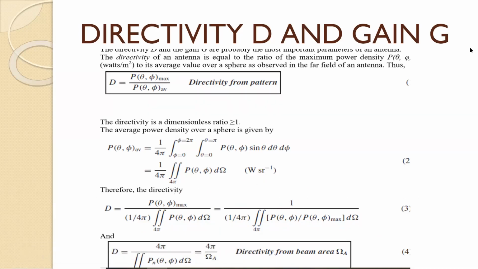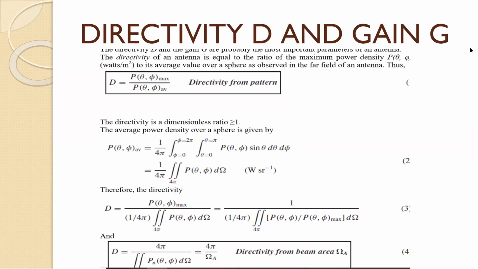So did you note it? Yes. Now this equation is again updated as D equal to, the 4 pi in the denominator goes to the numerator, 4 pi divided by double integration of P of theta comma phi to P of theta comma phi maximum, the absolute value to maximum value, called the normalized function. So Pn of theta comma phi d omega. So see, the term in the denominator is simplified further. Double integration Pn of theta comma phi d omega is the total beam area, the beam solid angle, as we saw in the previous slide. So directivity is simply 4 pi divided by beam area.